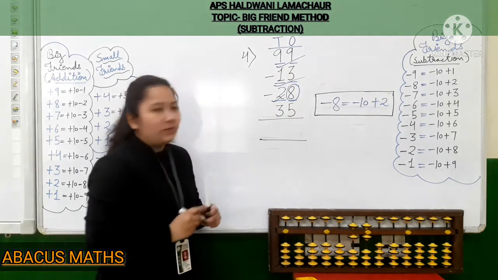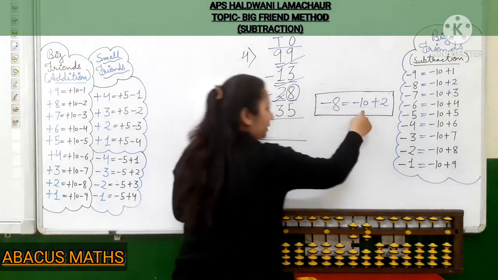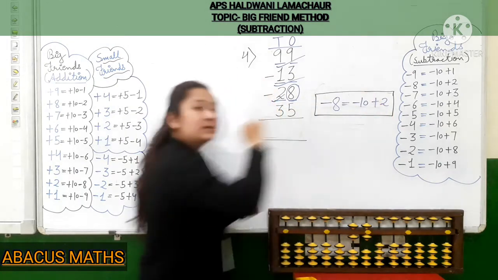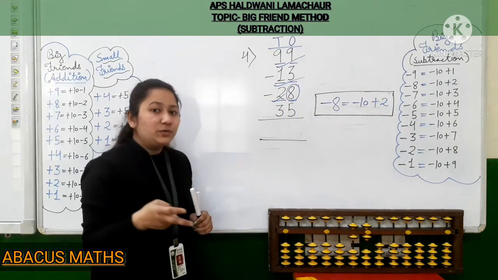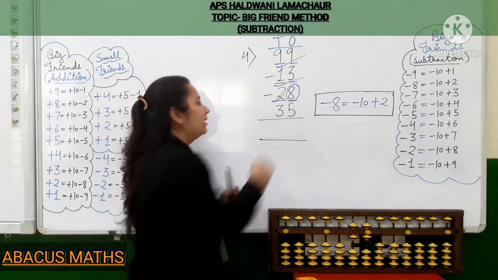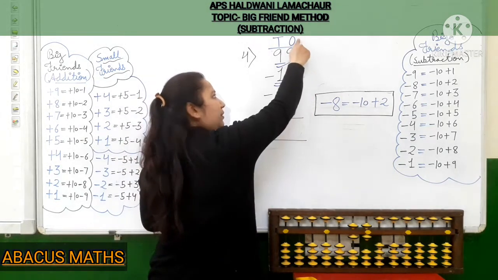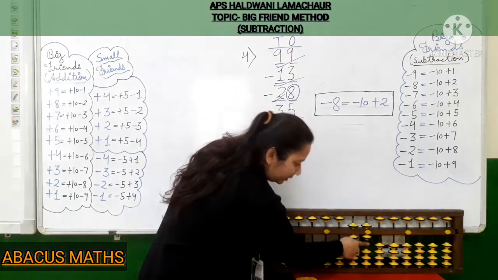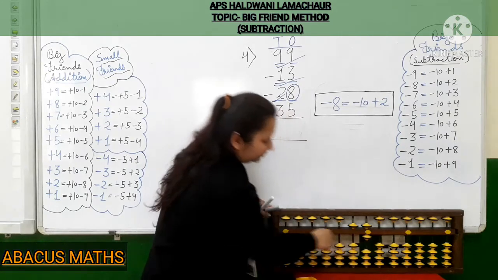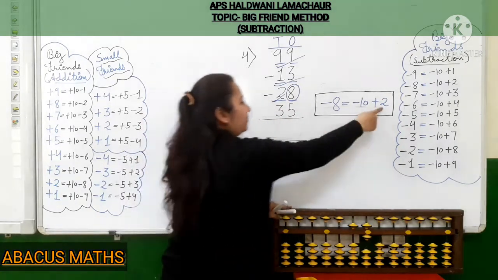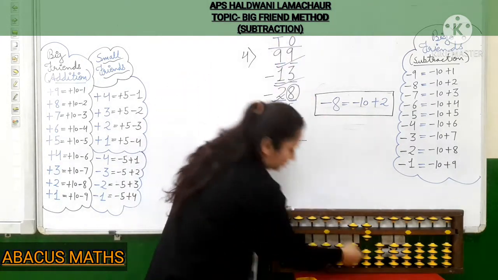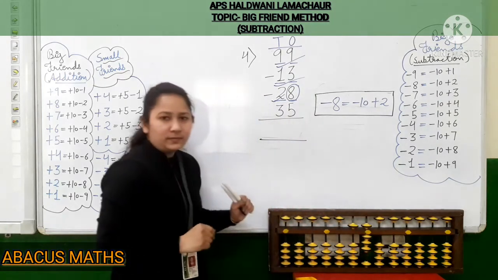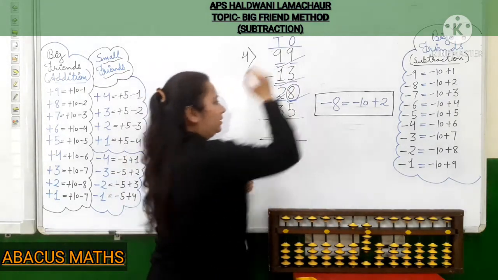For minus 8, first of all you will do minus 10, then plus 2. Minus 10 you will do in one rod up. So minus 8 you have to do in ones rod means here. So minus 10 you will do here, one rod up, and plus 2 in the same rod. And your minus 8 is done.